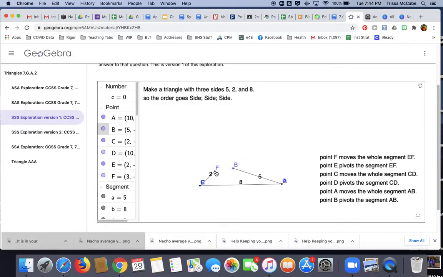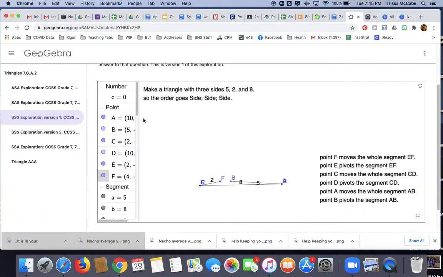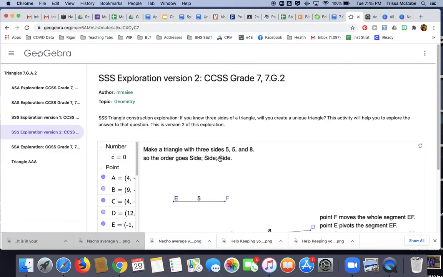So what I'm starting to think is that I am not going to be able to create a triangle with the side lengths of 2, 8, and 5. So I'm going to go back over here to our chart, and if I have 2 centimeters, 8 centimeters, and 5 centimeters, this time I was not able to even make a triangle with that. So let's go ahead and look at another exploration.